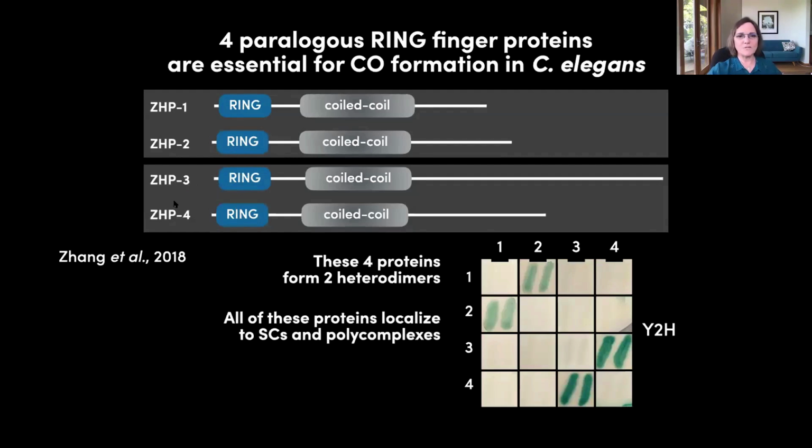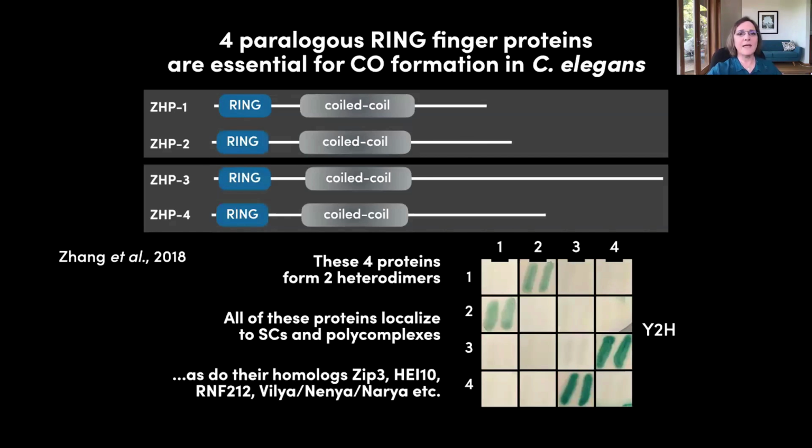And what was intriguing to us is that all of these proteins localize to synaptonemal complexes and to these polycomplexes that form in the absence of an axis. They are members of a conserved protein family. As I said, ZIP3 was the founding member, but these proteins appear to be present in all organisms that do meiosis, and they play an important role in making and patterning crossovers, but it's still not understood how they work.